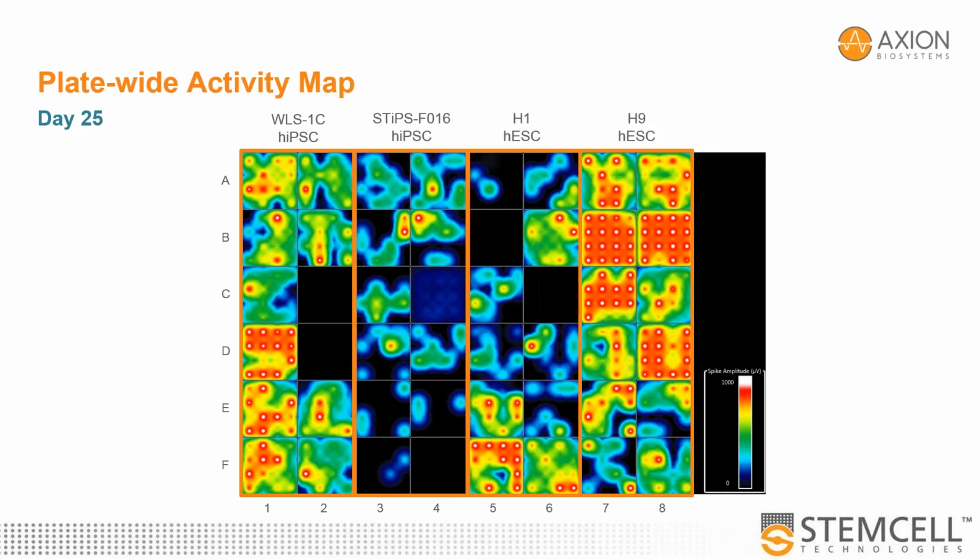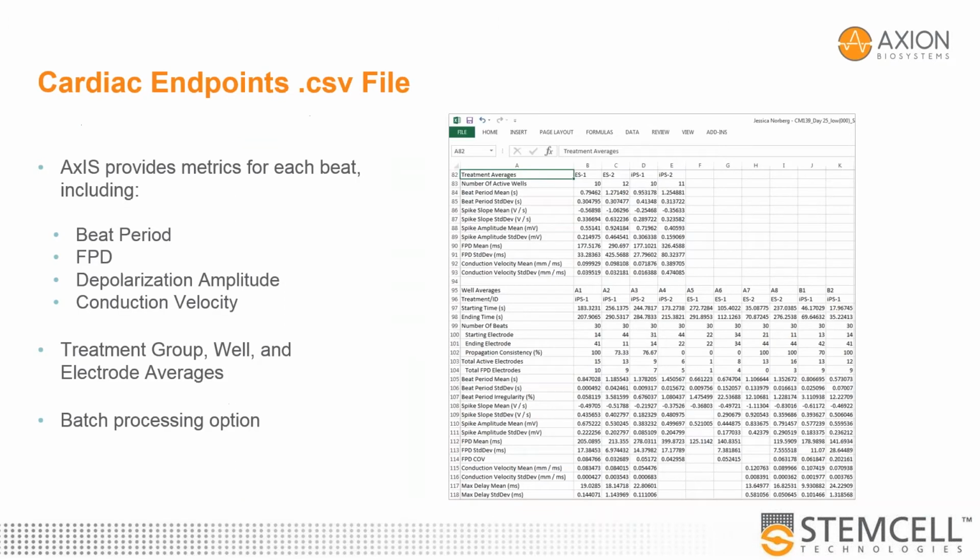The analysis file that you save from Axis is a CSV file which has all of the cardiac endpoints, such as beat period, FPD, depolarization spike amplitude, and conduction velocity, as well as others. These endpoints are reported for each beat, and they're also averaged across beats and replicates to report average endpoints for each electrode, well, and treatment group. Axis also has a batch processing option, which allows you to analyze multiple files at once.